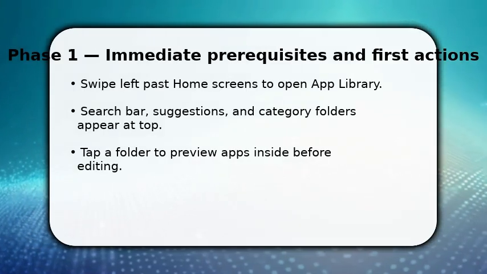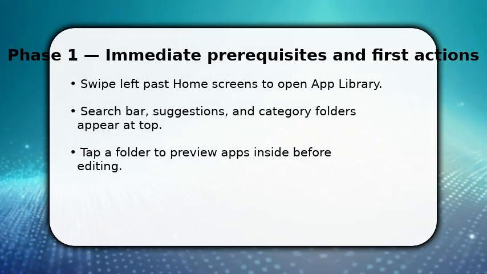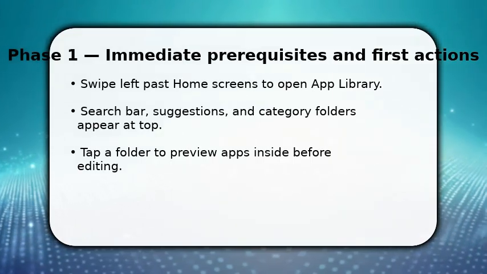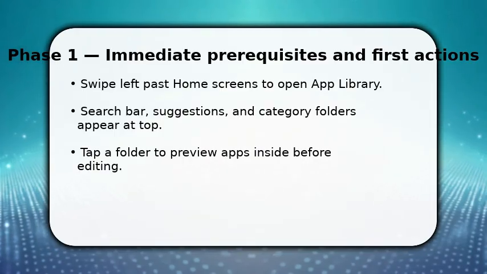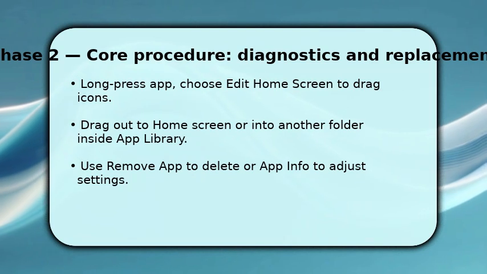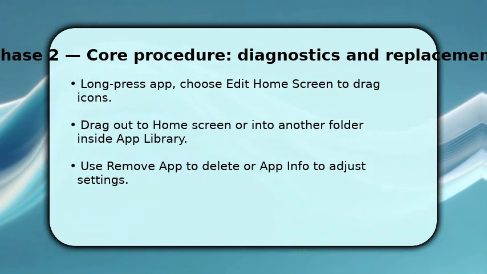This reveals quick actions and the Edit Home screen option. Doing this first saves time and prevents accidental deletions as you change organization. Once you're in edit mode, drag the app icon. This lets you place it on a home screen or rearrange within the app library.